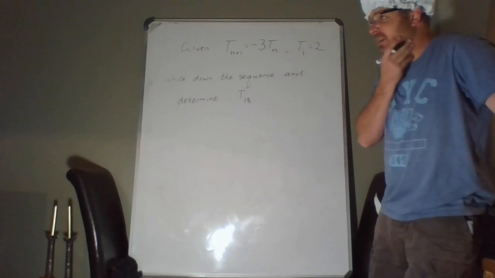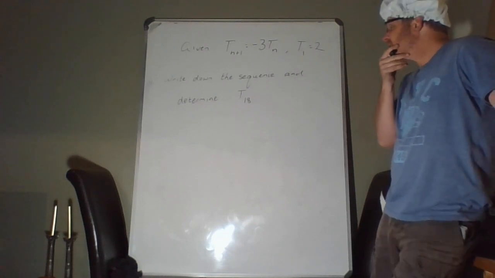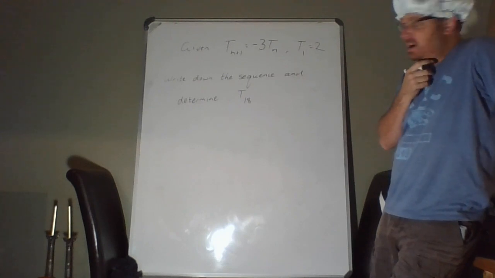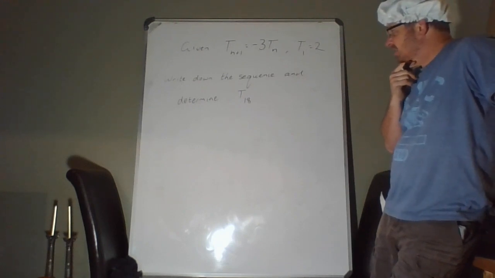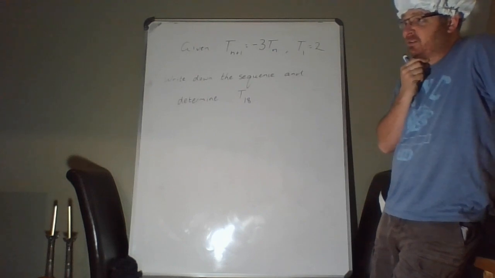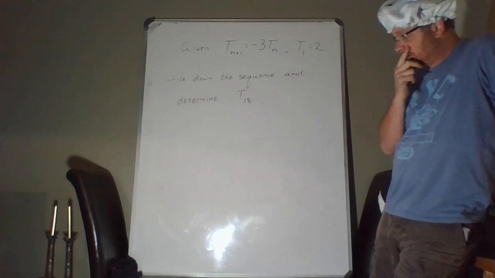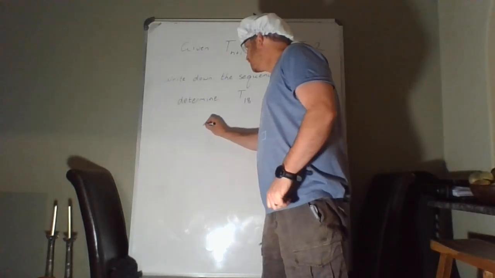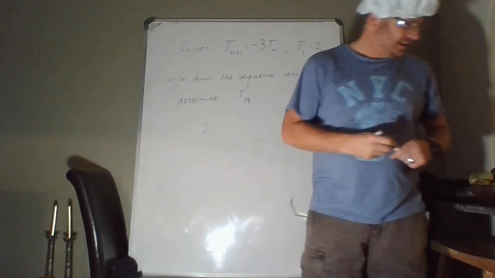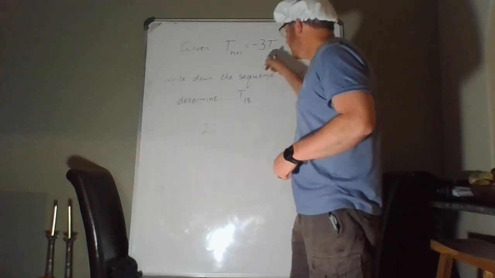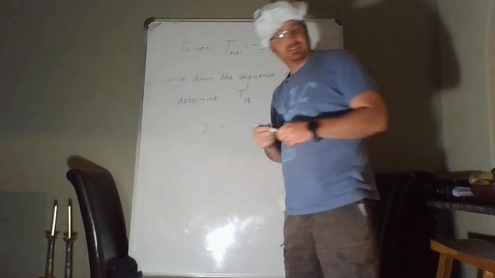Given Tn plus 1 is equal to negative 3 times Tn, and term 1 is equal to 2, the question is, write down the sequence and determine T18. Off you go. Write down the sequence simply means write down the first 4 terms. So the first term they give you is 2. The next term is going to be 2 times negative 3, which is negative 6.